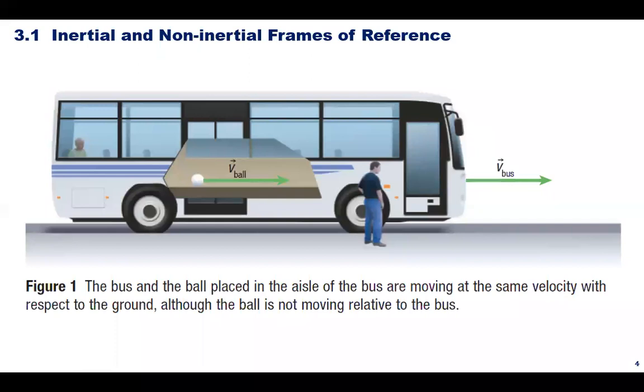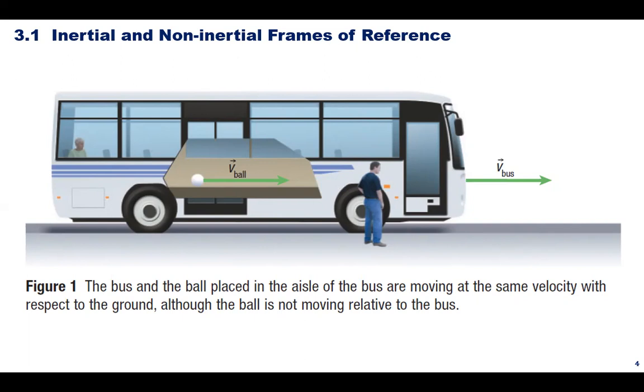Okay, think about riding on a bus. When the bus moves at a steady speed without changing direction, you could close your eyes and possibly not even be aware that the bus is moving. If you place a ball in the aisle of a bus, the ball does not move relative to the bus, as shown here in figure 1.